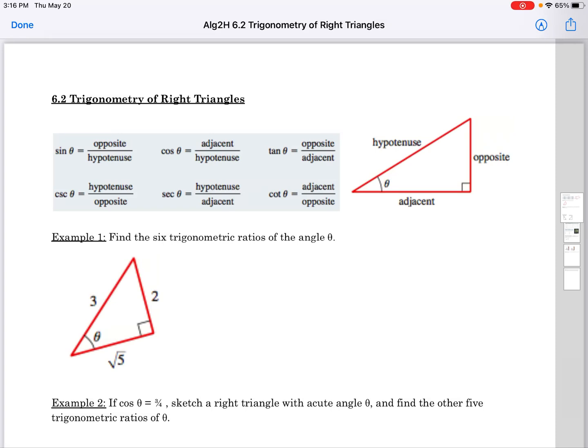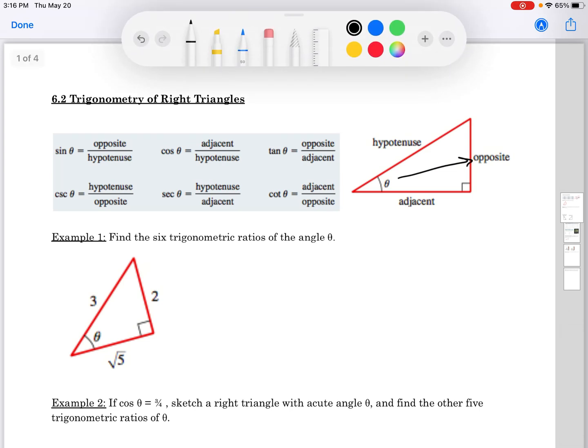6-2 Trigonometry of right triangles. So you probably remember from algebra or from geometry having a right triangle, and when we looked at the angle in the corner, we could call the sides different things. One side was opposite that angle, across from it. Another side was adjacent, which was next to it, and then we had the hypotenuse, which is always the longest side, directly across from the 90 degrees.